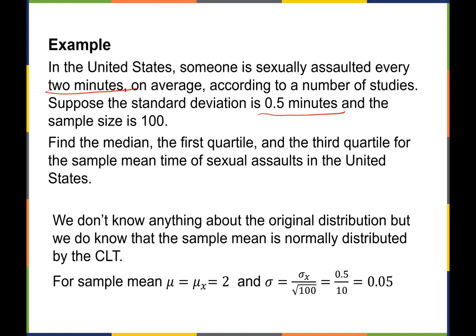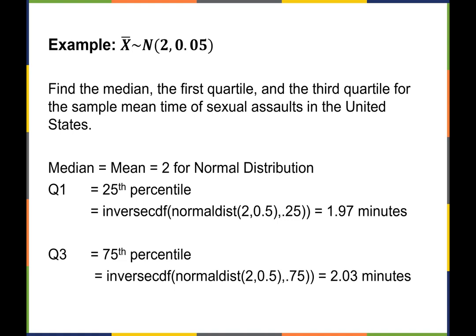And in fact, we know that mu is going to be equal to the mu sub x of our original distribution, which was equal to 2. And we know sigma is going to be equal to the original sigma sub x divided by the square root of n, which is 100. So that's going to be equal to 0.5 divided by 10, which is 0.05. So this is what we can use the central limit theorem to help us. We can find the new mean and the new standard deviation for the distribution of means. So we know that x bar is distributed normal with a mean of 2 and a standard deviation of 0.05.